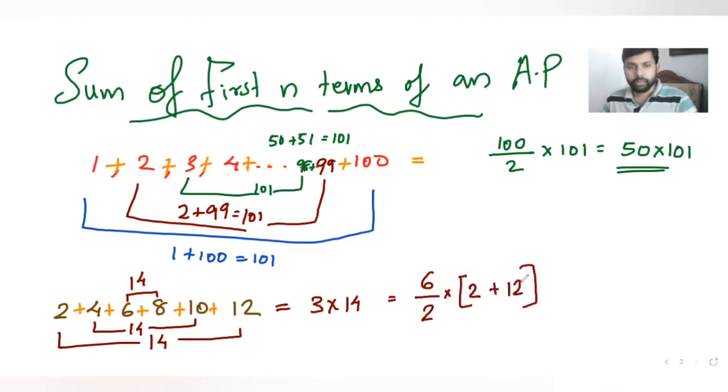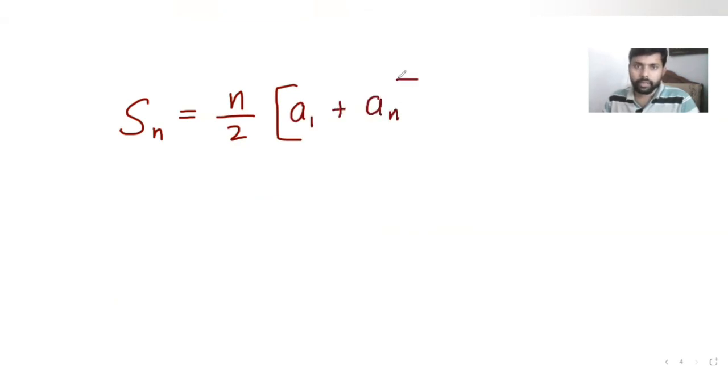This equation works for any arithmetic progression. So the total number of terms divided by 2 into the sum of the first term and the last term. Let's try to make an equation. If we want to find the sum of n terms of an arithmetic progression, we can use the equation n divided by 2 into a1 plus an, where a1 is the first term and an is the last term. This is an equation to calculate Sn.